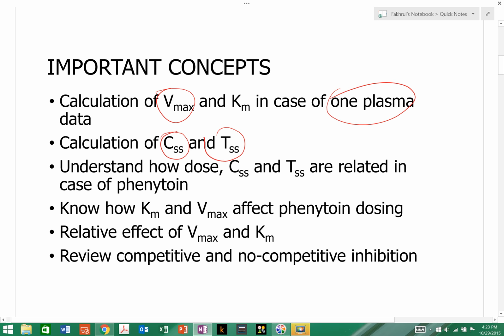CSS and TSS: steady state concentration and time to reach steady state concentration. We'll learn how to calculate time to reach steady state concentration, and we'll see how those CSS and TSS are related. I'll also learn about Km and Vmax, how they affect my phenytoin dosing, and review competitive and non-competitive inhibition.